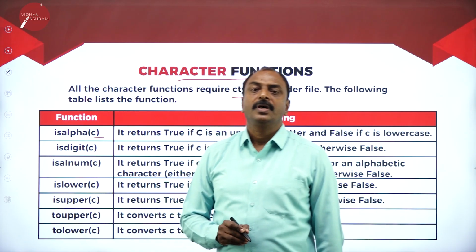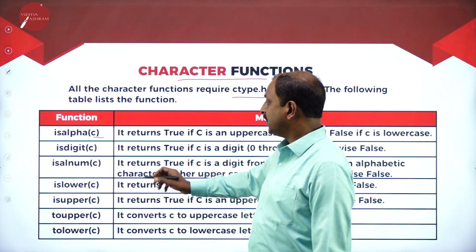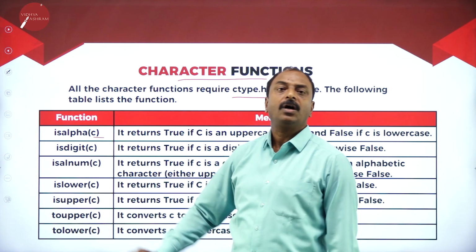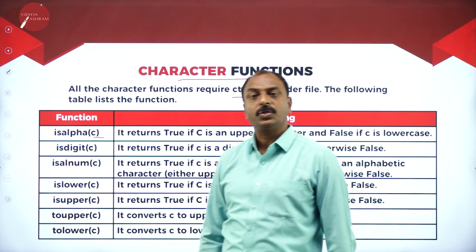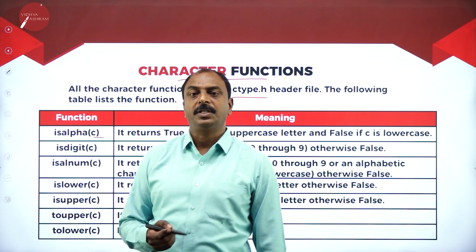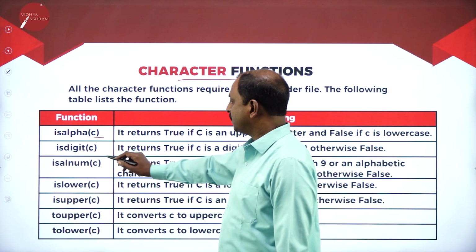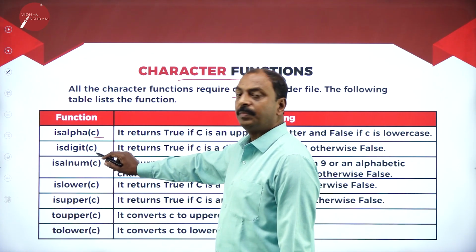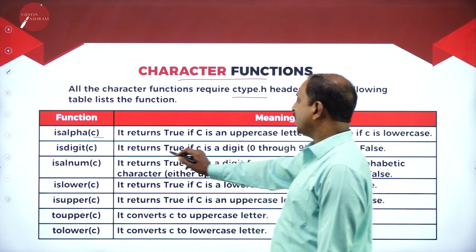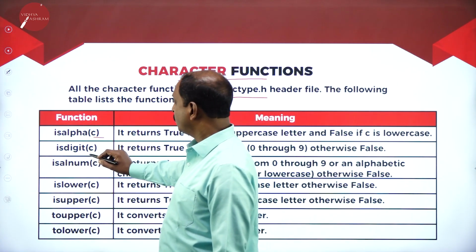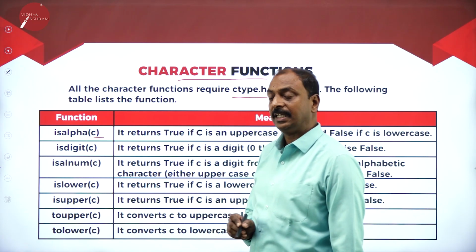So here is isdigit(c). In this example, it checks whether the input is a digit or not. For example, if you give any number between the digits 0 to 9, so if the input value of c is any number between 0 to 9, then it gives the answer as true. Otherwise, it returns false. So this is isdigit(c).